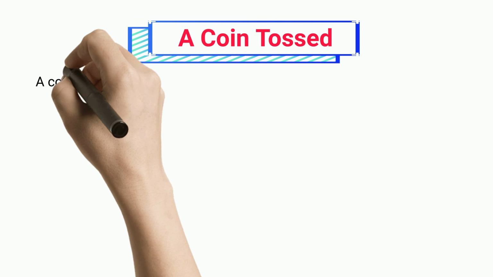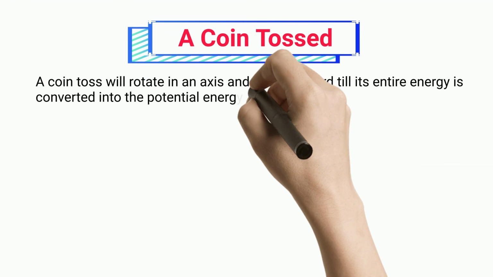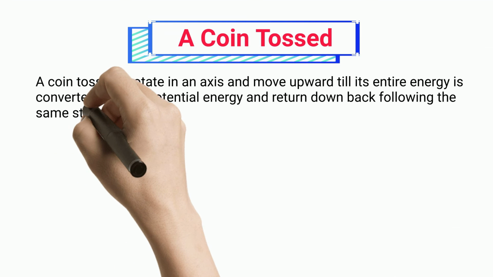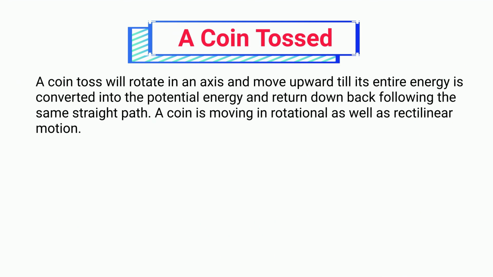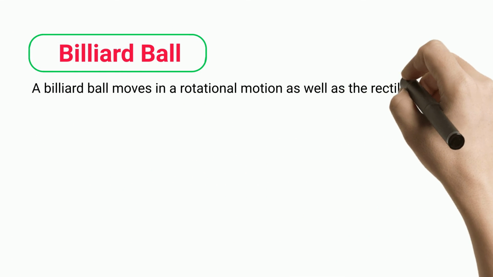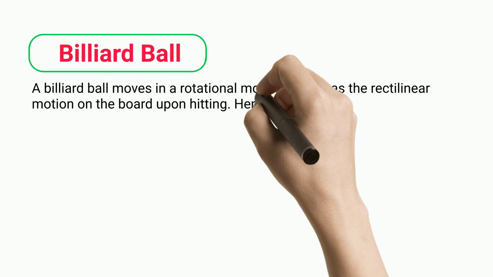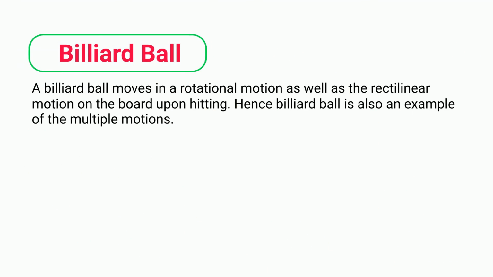A coin tossed. A coin toss will rotate in an axis and move upward till its entire energy is converted into the potential energy and return down back following the same straight path. A coin is moving in rotational as well as rectilinear motion. Billiard ball. A billiard ball moves in a rotational motion as well as the rectilinear motion on the board upon hitting. Hence, billiard ball is also an example of the multiple motions.